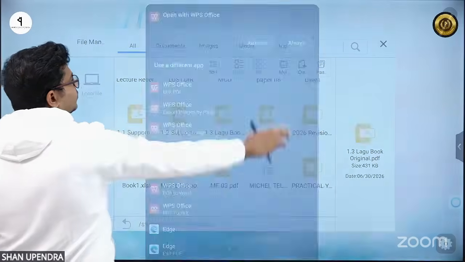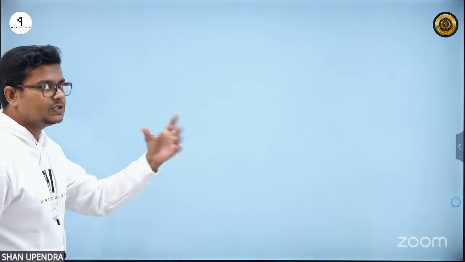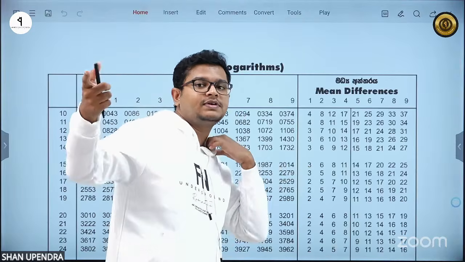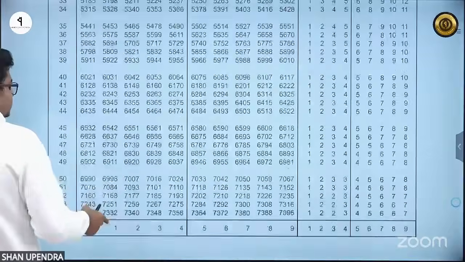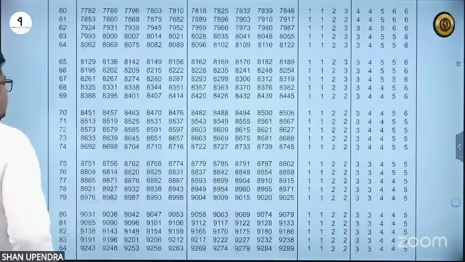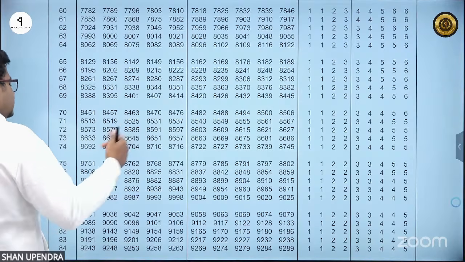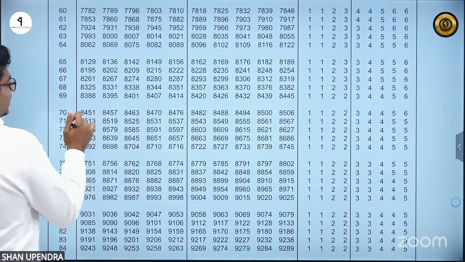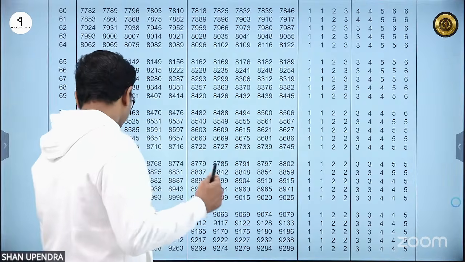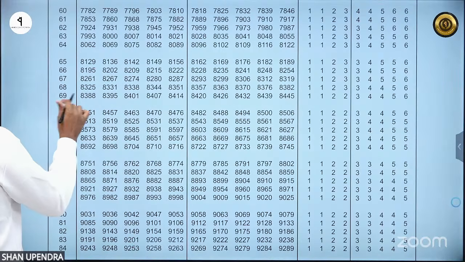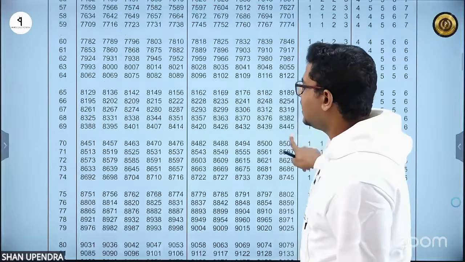Okay, so we have a log table for those calculations. If I need log base 10 of 7, that one is there. So you know how to use this one. If you need log base 10 of 7, that one is 0. There is a point here. So the answer is 0.8451. Here, this is 7, and you know how to use it.